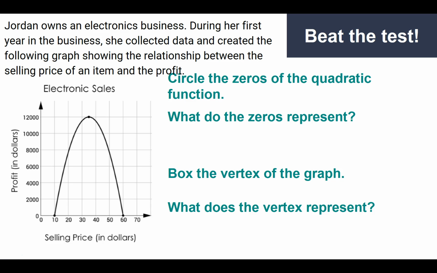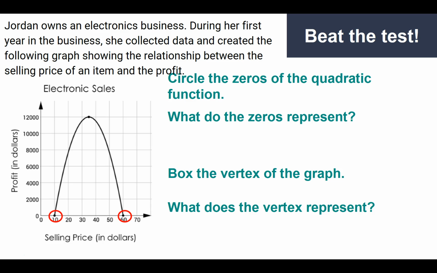All right. So, Vontae, we just talked about it, so I'm going to call you. Where did you circle the zeros? 10 and 60. Good. All right. Using the words selling price and profit in a sentence, what does that represent with this business? Who has an idea? It's money, but what is it specifically here? What do you have, Mason? The net profit, you mean? Not yet. Jenny. The selling price in dollars?